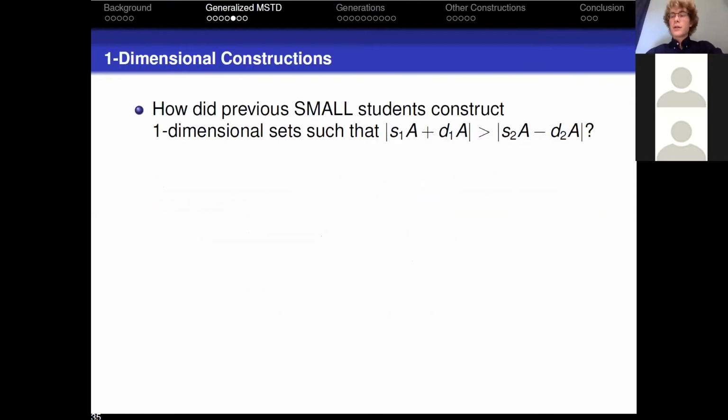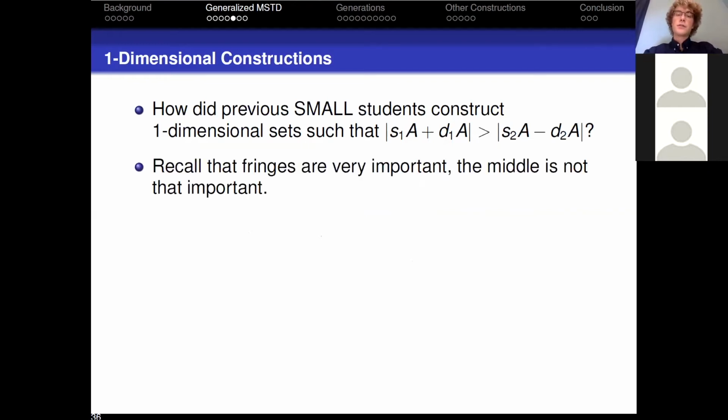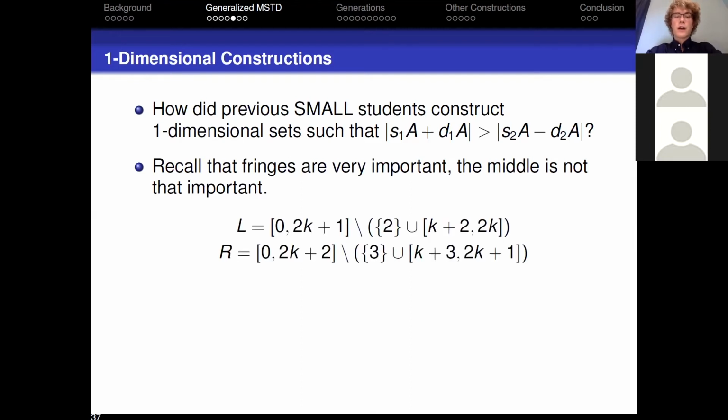Before we look at these two-dimensional constructions, we want to look at some one-dimensional constructions first. Specifically, how did previous small students construct these one-dimensional generalized MSTD sets? The important thing here, remember, is that we're looking at the fringes, and the middle is not very important. So we're going to define these left and right fringes. We're taking an interval from 0 to 2k plus 1, and we're deleting one element at the beginning and k minus 1 elements towards the end. Then to get the right fringe, we do a very similar thing, but we use one more element at the beginning. So we shift all the deletions over one.